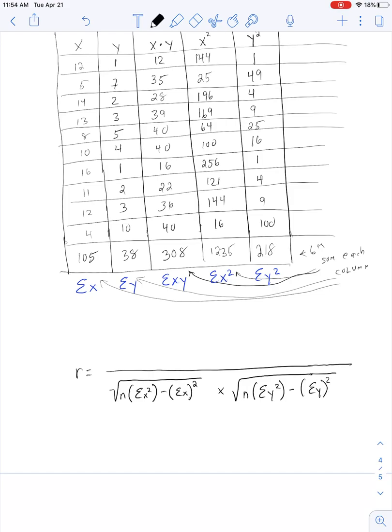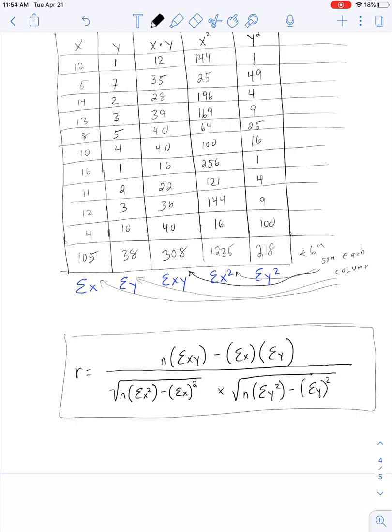All right, so we can see it's pretty long. And then the top would be n times the quantity, summation of xy, minus the quantity summation of x times the quantity summation of y. So this is our formula for our correlation coefficient. I think I gave you about 3 or 4 problems on your homework to do just like this.